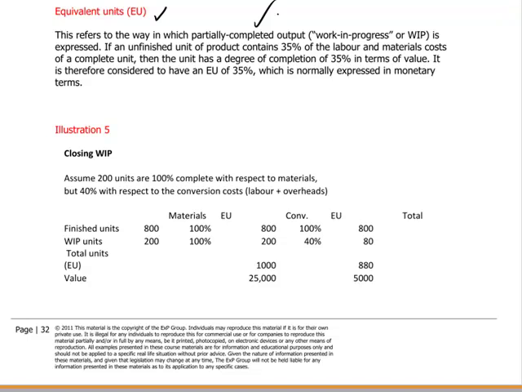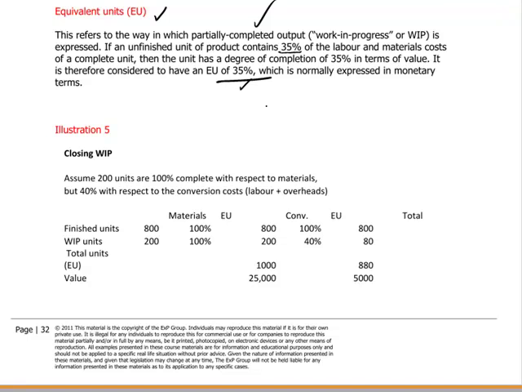Now we have to express this partial completion as a percentage of the full monetary cost of the product. So if, for example, we only complete 35% of the costs connected with a complete unit, then we would say that the partially completed unit representing 35% of the full cost has an equivalent unit of 35%. The idea is really quite straightforward.